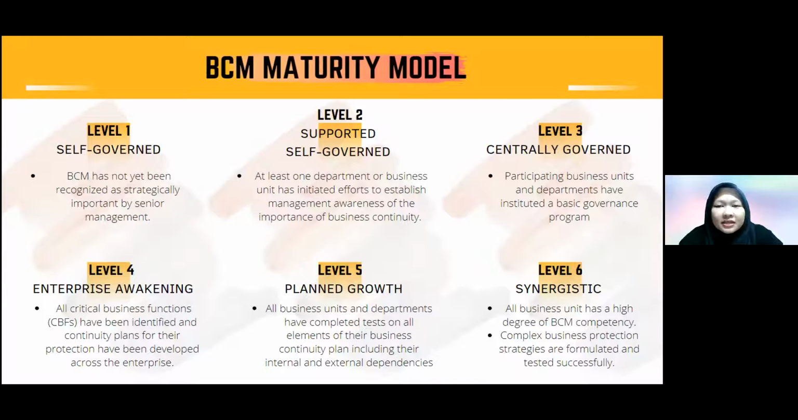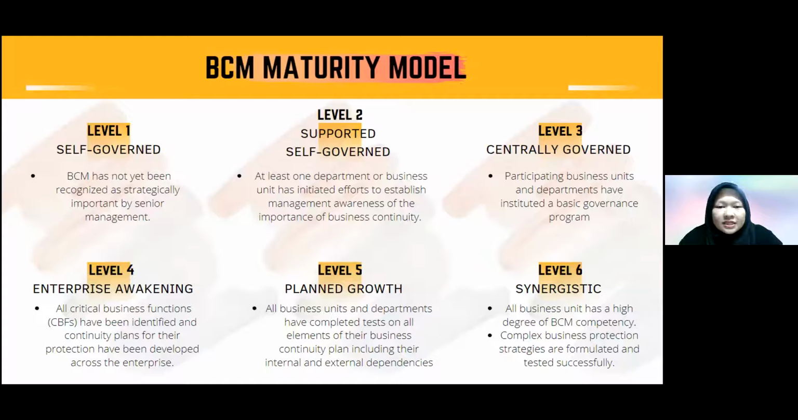It means that individual business units and departments are on their own to organize, implement, and self-govern their own business continuity or disaster recovery efforts, because there is no real planning involved in this level.